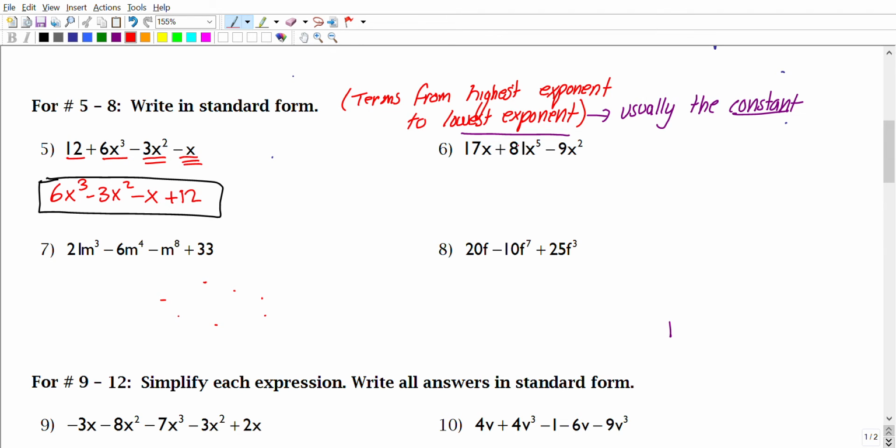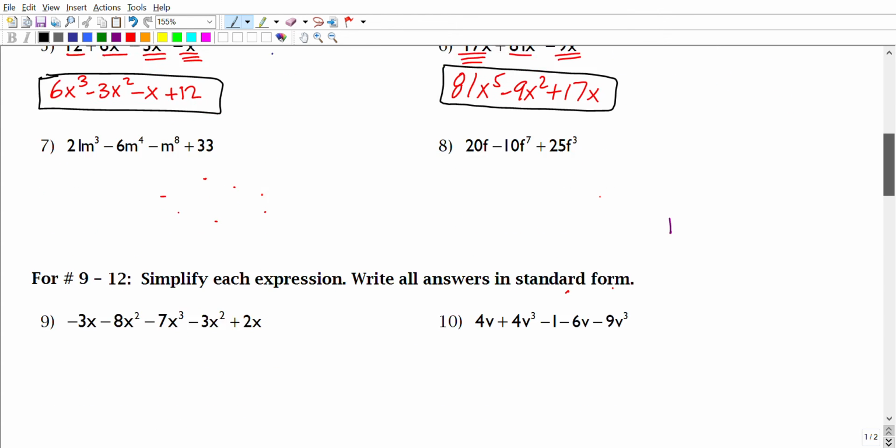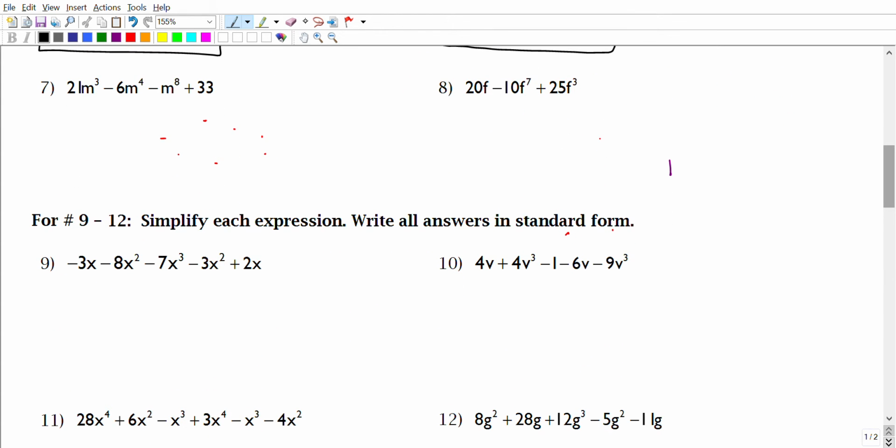Next one. Right away, I see that 81x to the fifth. Next highest one I see is that negative 9x squared. And finally, this 17x. So I've officially written that one in standard form. Let me go ahead and erase all this right here.